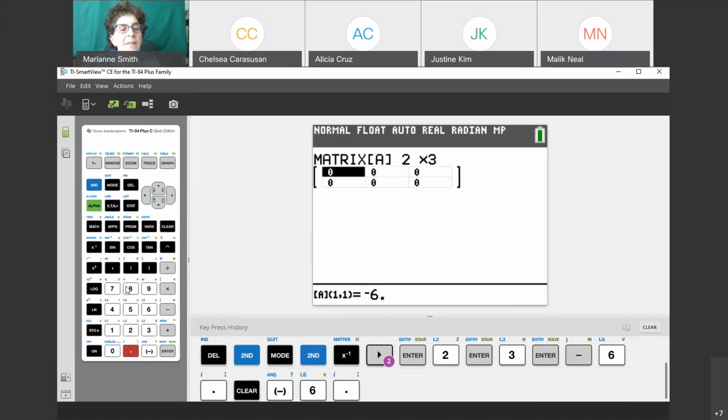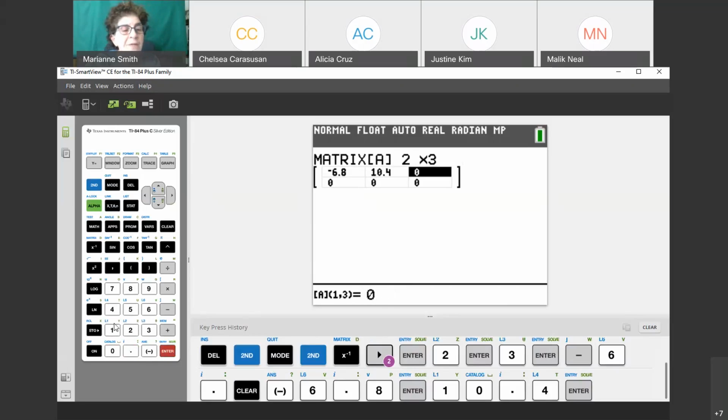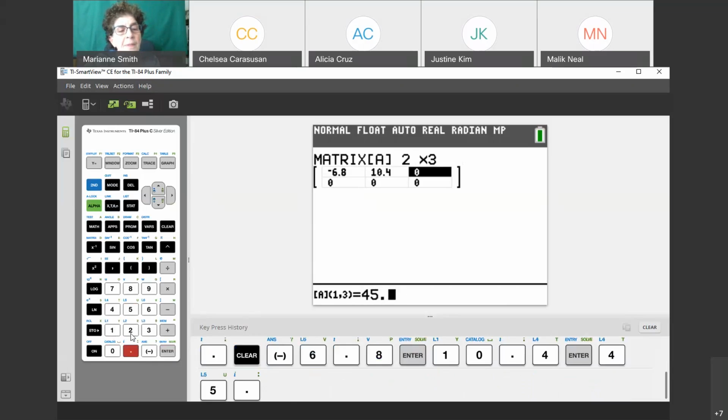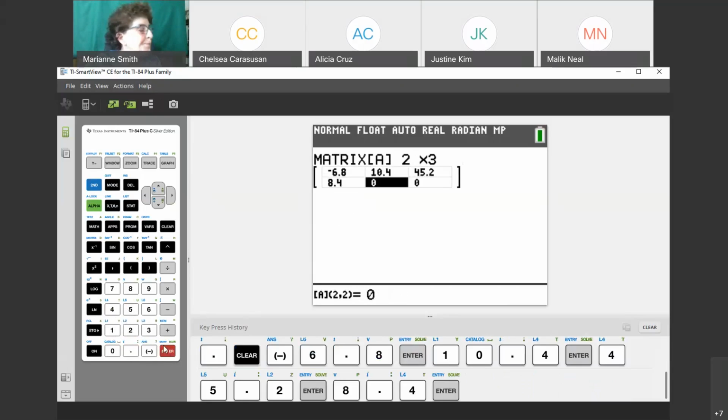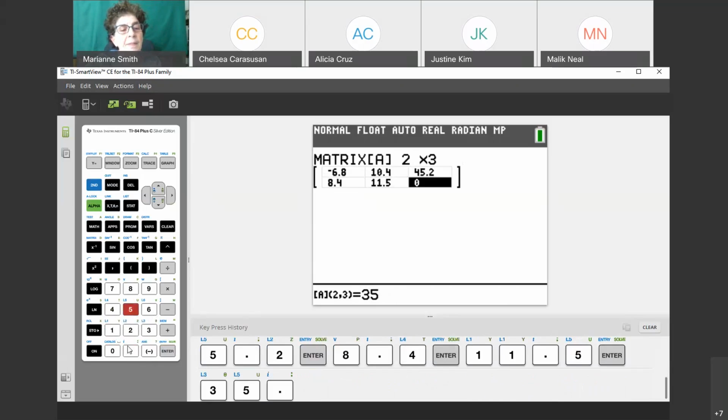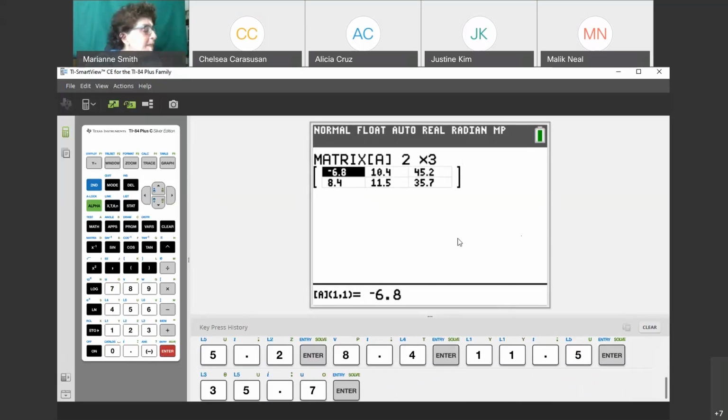Negative 6.8, and then 10.4, 45.2, then 8.4, 11.5, and the last one is 35.7. Okay, so there's my matrix of my coefficients and right-hand sides.